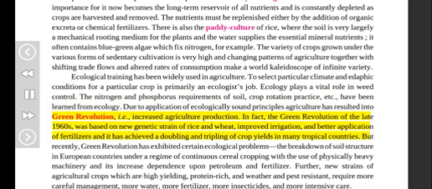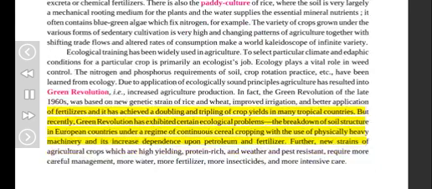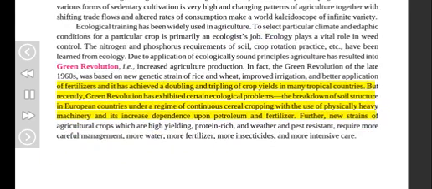In fact, the Green Revolution of the late 1960s was based on new genetic strains of rice and wheat, improved irrigation, and better application of fertilizers, and it has achieved a doubling and tripling of crop yields in many tropical countries. But recently, the Green Revolution has exhibited certain ecological problems: the breakdown of soil structure in European countries under a regime of continuous cereal cropping with the use of physically heavy machinery, and its increased dependence upon petroleum and fertilizer. Further, new strains of agricultural crops which are high-yielding, protein-rich, and weather and pest-resistant require more careful management, more water, more fertilizer, more insecticides, and more intensive care.